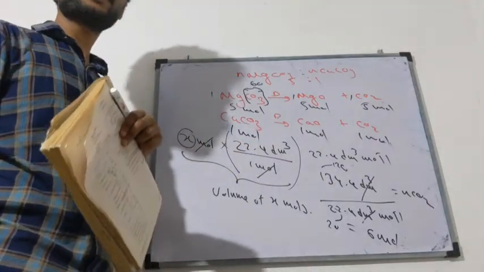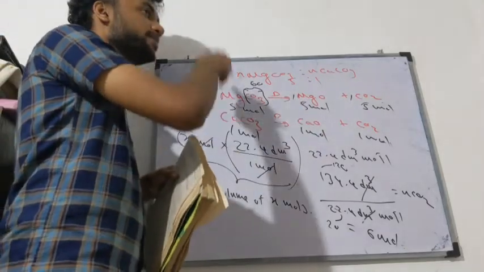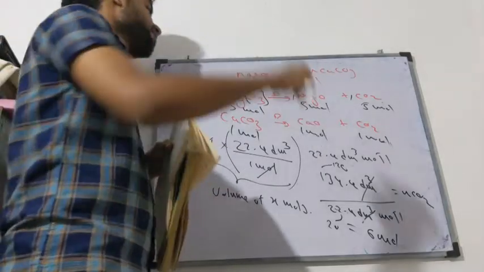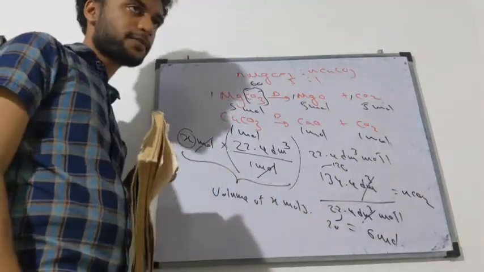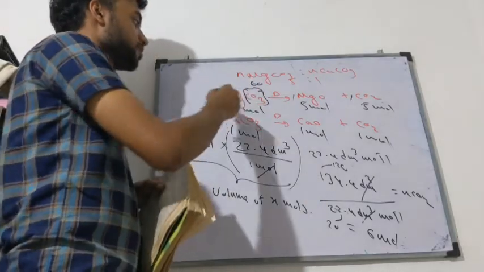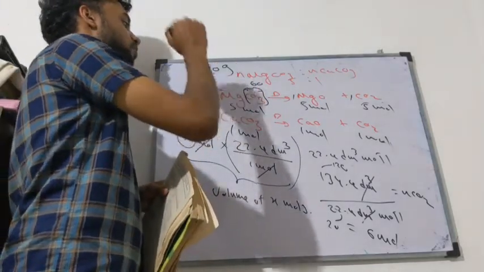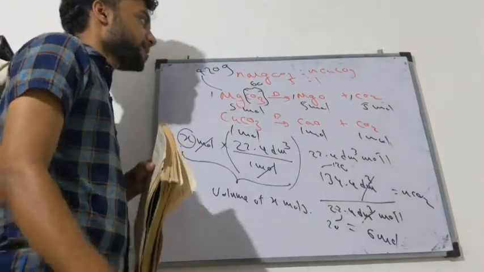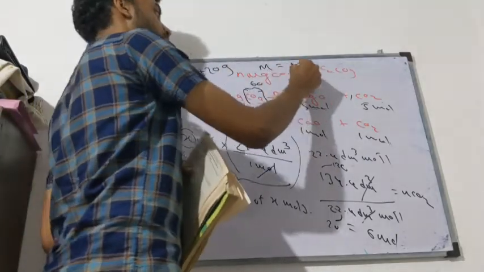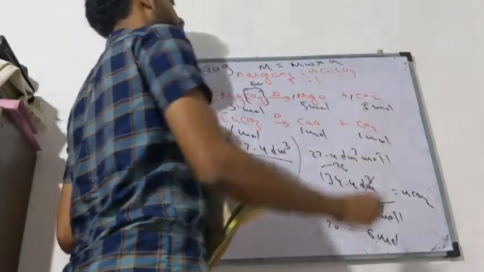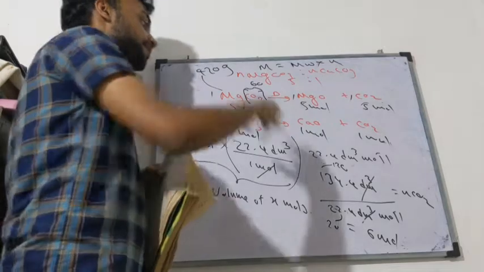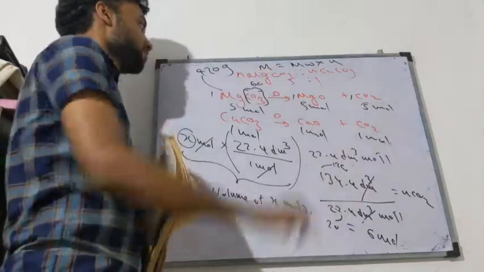84 times 5 is 420. How do we get that directly? 84 times 10 is 840. Then 84 times 5 should be half of it, 420. Done. So I have 420 grams. Why? Number of moles times the molecular weight gives you the mass. You know that mass is equal to molecular weight times number of moles, because n means mass divided by molecular weight. Therefore, what we did was 5 moles times the molecular weight of magnesium carbonate gives you the mass, 420 grams.